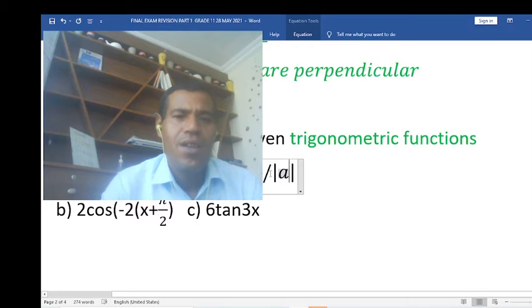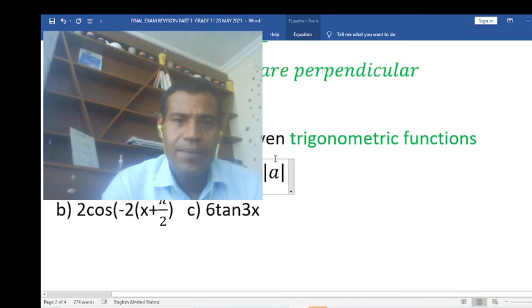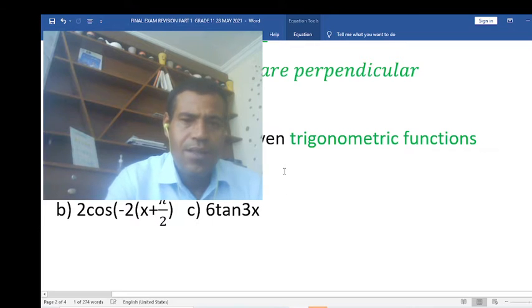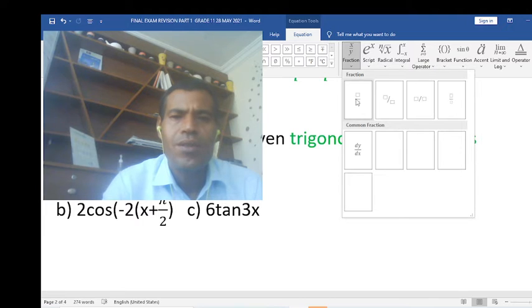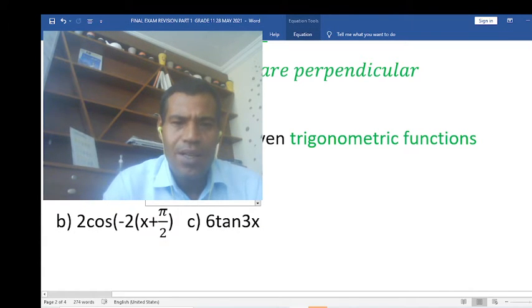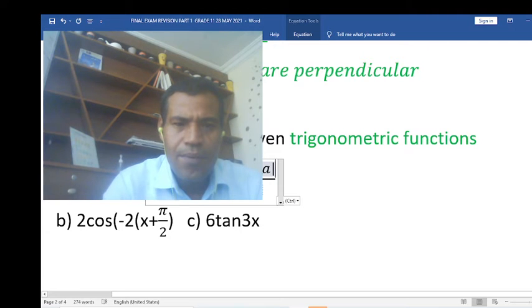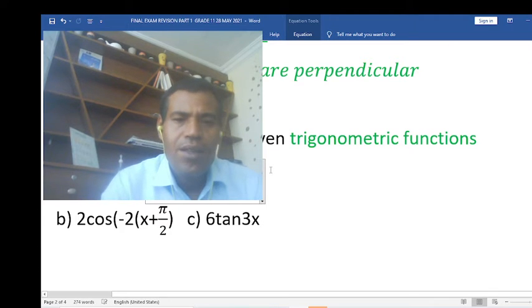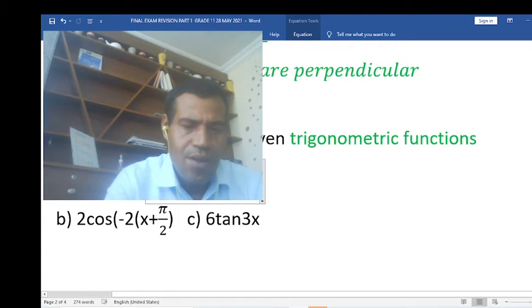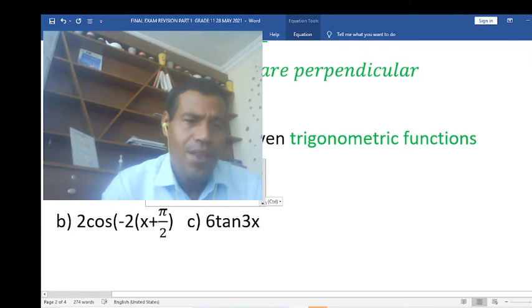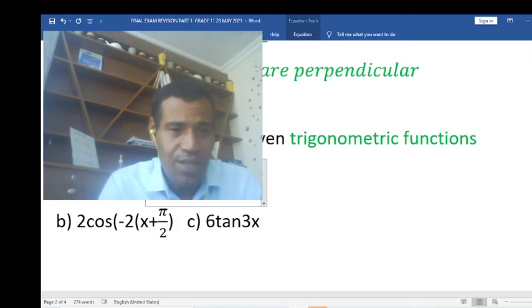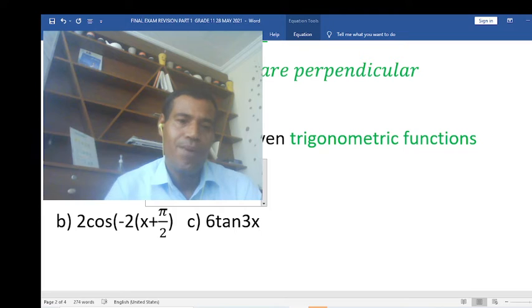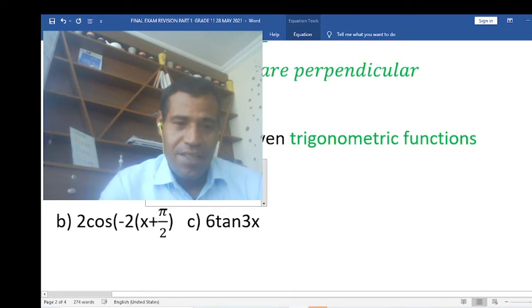This is the general divided by, then equation, fraction symbols. I will make here 2 pi divided by the magnitude of a, or the absolute value. This is how you can find the period of any trigonometric function, of course, if it is 2 pi periodic. So this is the answer.